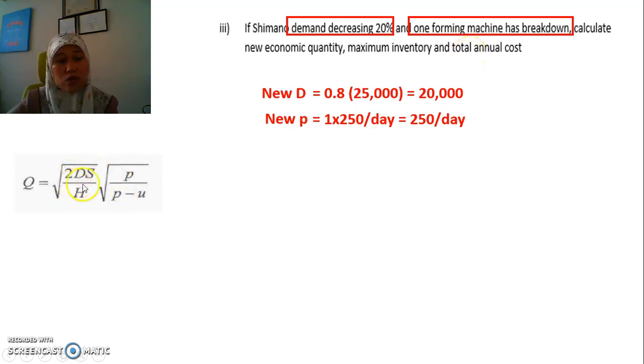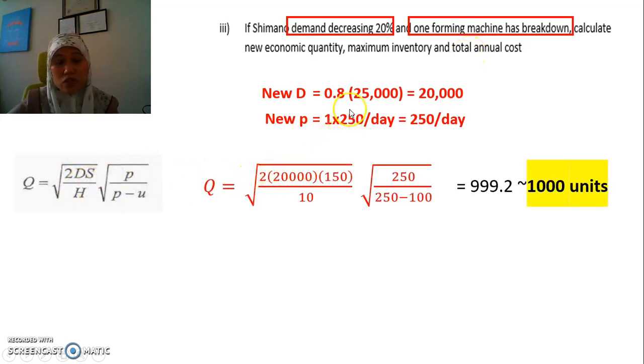Okay. So for the new Q, what has been changed? The D here has been changed. And then the S is still the same, the H is still the same, and remember they changed the new P, okay? The P becomes 250. Alright, there is no information on any changes to U, so it remains the same at 100. Okay, so we apply the values, so we get 999.2, we need to round up to 1000.